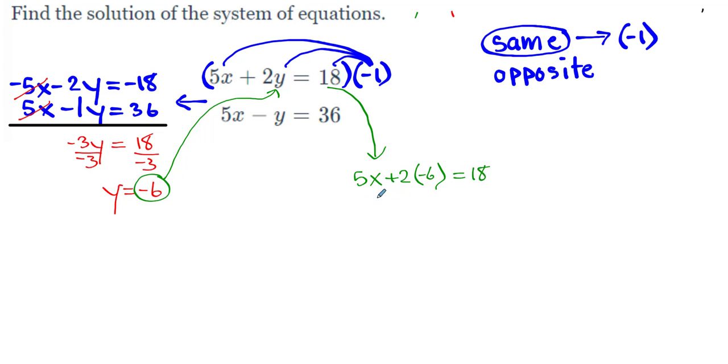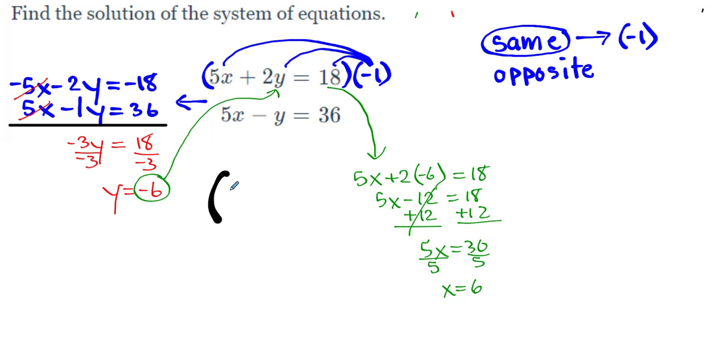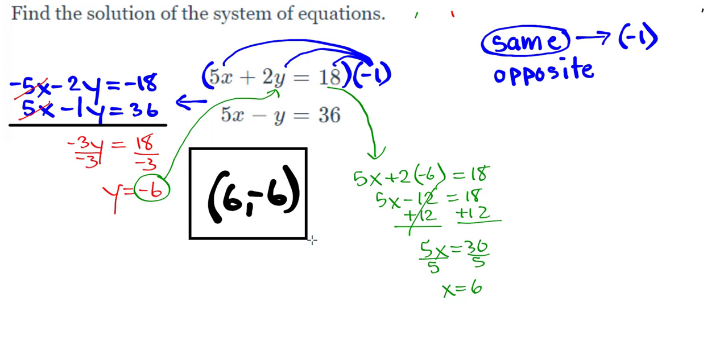We'll simplify this. We'll distribute the 2 to the -6, so it'll be 5x minus 12 is equal to 18. Then I'll add 12 on each side. That cancels, and I have 5x is equal to 30. Then we'll divide by 5 on each side, and I have x is equal to 6. I solved for x and for y. I'm going to list it as an ordered pair: 6, comma, -6. And that's one solution. Let me go ahead and box that. I like boxing it just to keep things organized. So that's the first case.